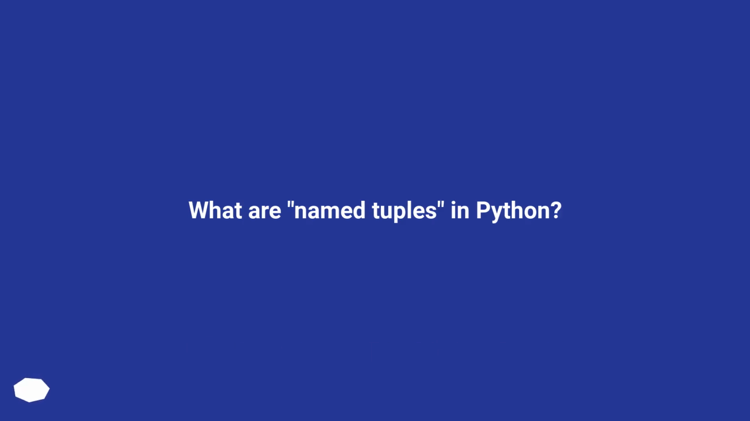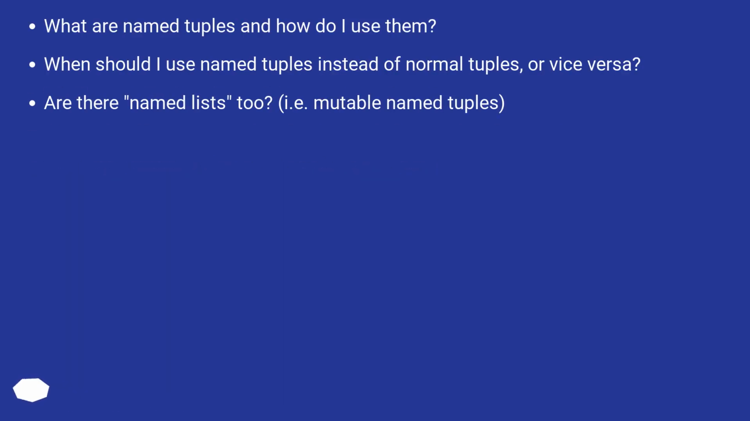What are named tuples in Python? What are named tuples and how do I use them? When should I use named tuples instead of normal tuples, or vice versa? Are there named lists too, i.e. mutable named tuples?